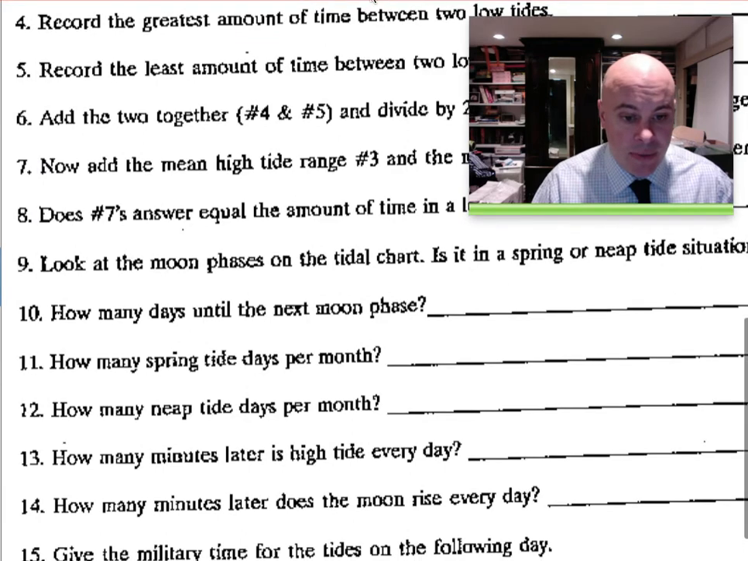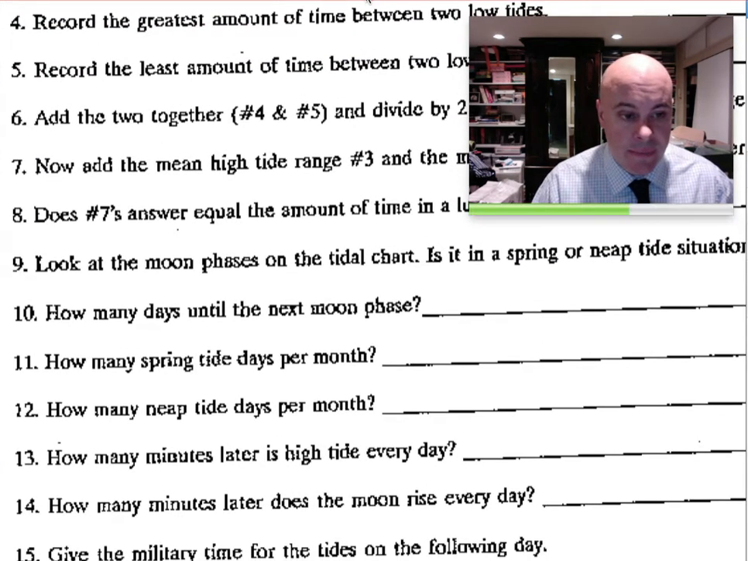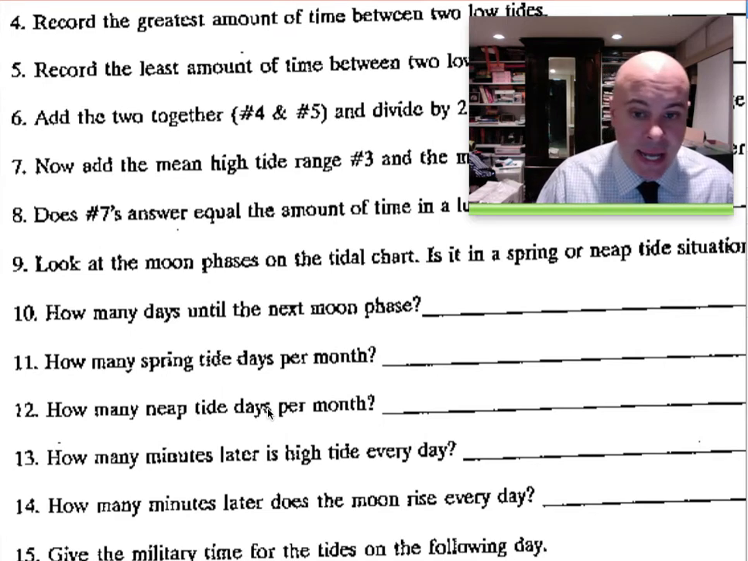So the only ones that you might have a problem with are here. All right, how many days until the next moon phase? How many spring tides per month? So you would need to know what a spring tide is, what a neap tide is. You looked that up in class last week. And then the moon phases are here.